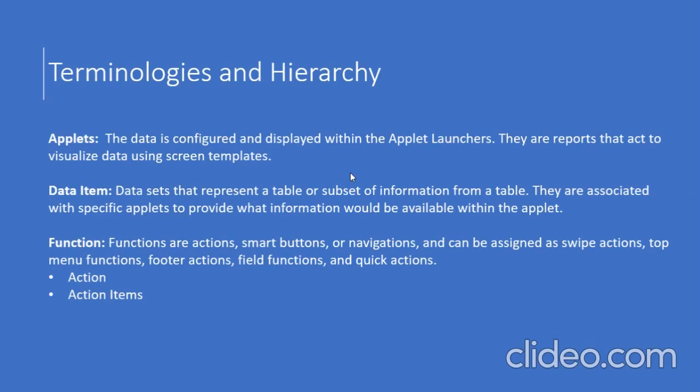Functions. Functions are actions. For example, if we need to have a button in the mobile application or we need to configure some kind of swipe action, all these action items can be configured in the functions. Functions have two major sections: one is action and another is action item.